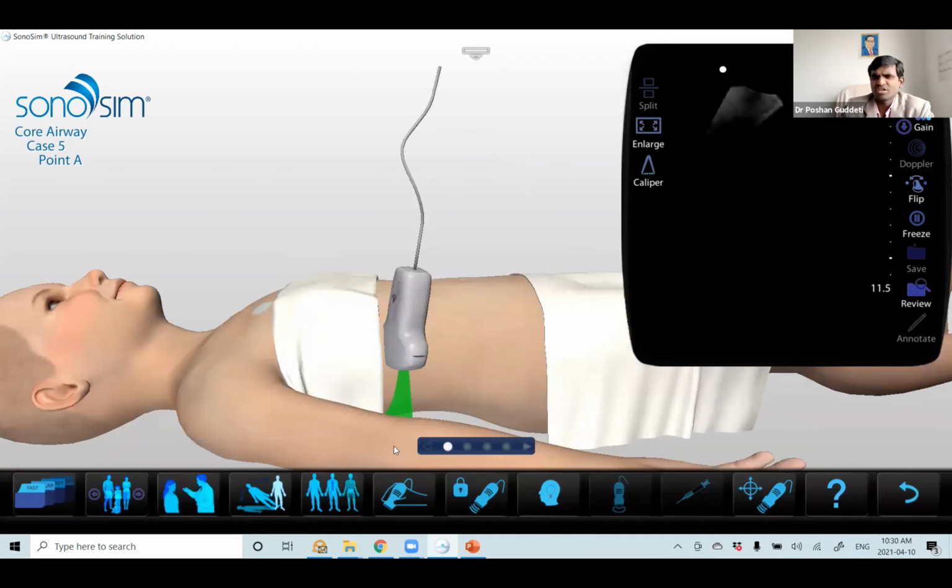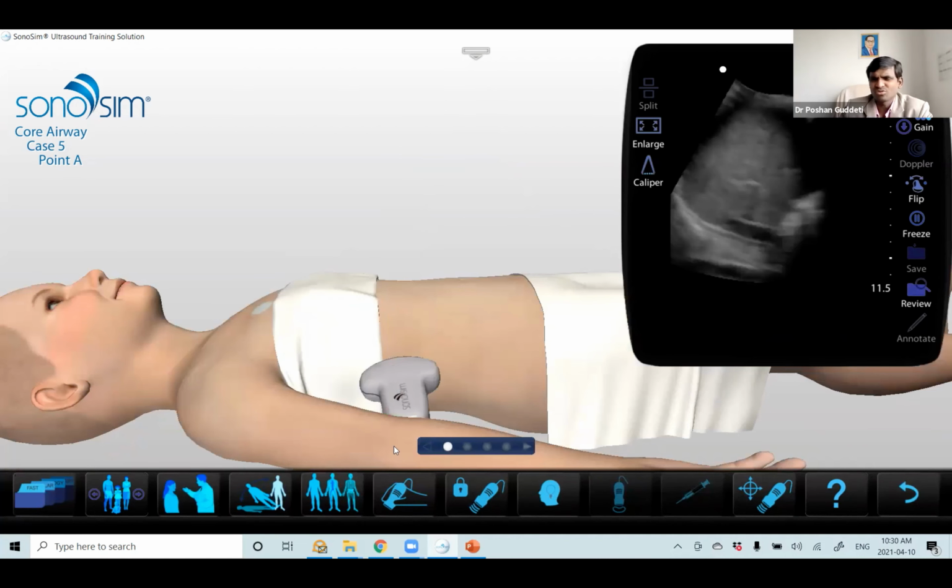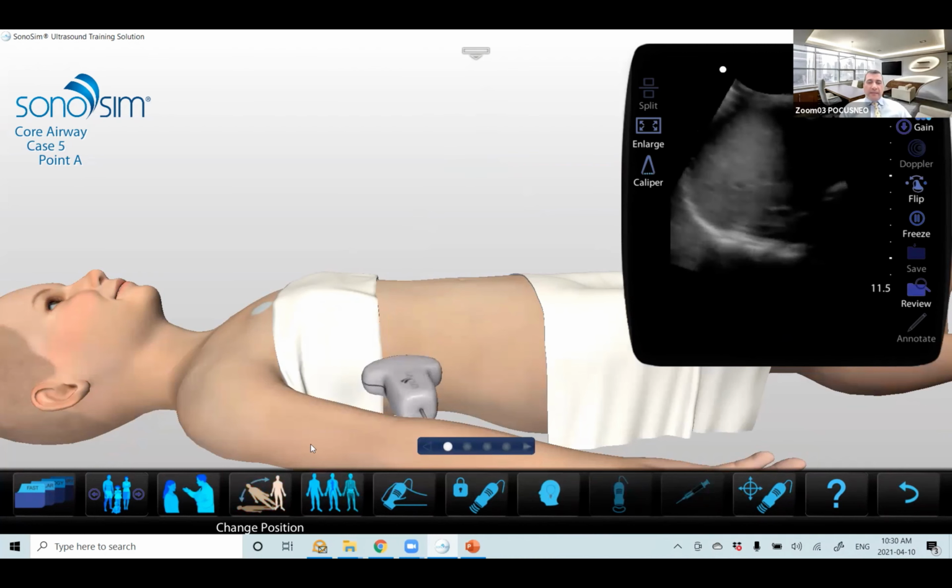Can you repeat that on the left side, please, once more? The one you just showed, please. Thank you. Yeah, I will show you that, but let me also show you another easy way.